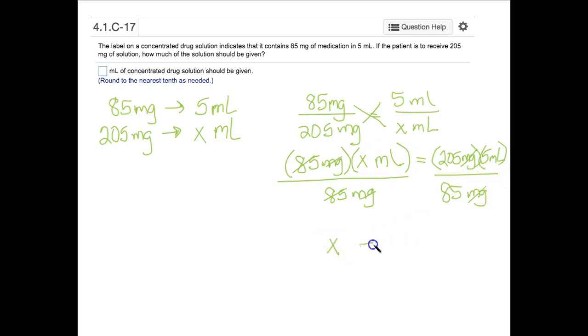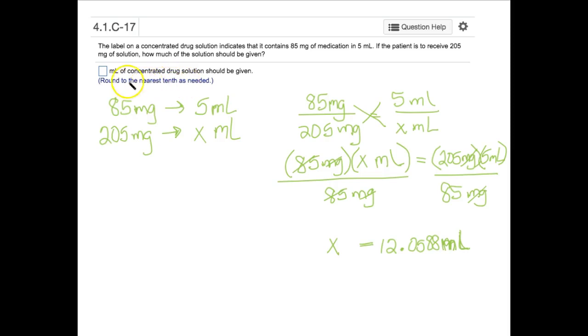So X will be 205 times 5, and then divide that by 85, and I get 12.0588. I'm going to keep everything for just a second. I'm going to go back up here. Gosh, that is supposed to be an M. It does not look so great. And that's a capital L.